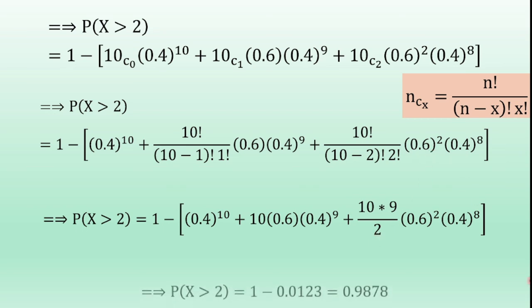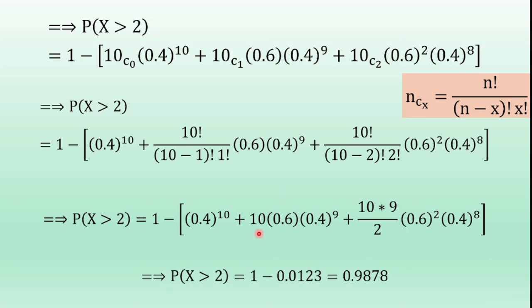So now reducing the terms within the bracket, we get that value is 0.012. So 1 minus 0.012 is 0.9878. So this is the probability value, the probability of x greater than 2.